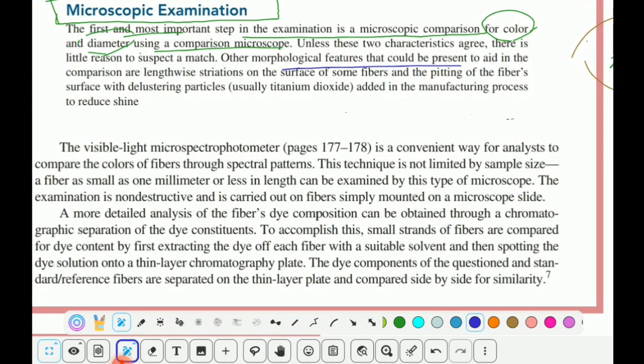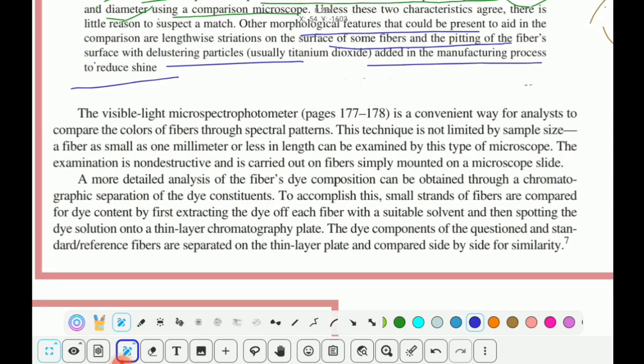Other morphological features can also be obtained, like the size, the diameter and the length of the fiber that you have obtained, and the delustering particles like titanium dioxide. Delustering particles are added during manufacture to reduce the shining of that material. So these all things can be observed.